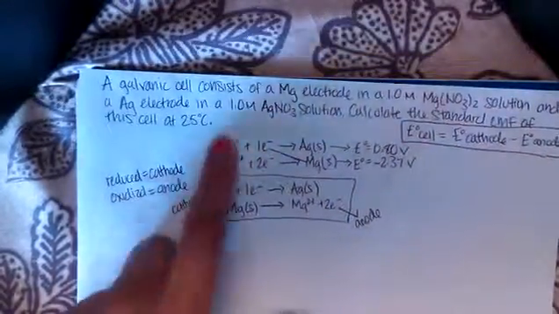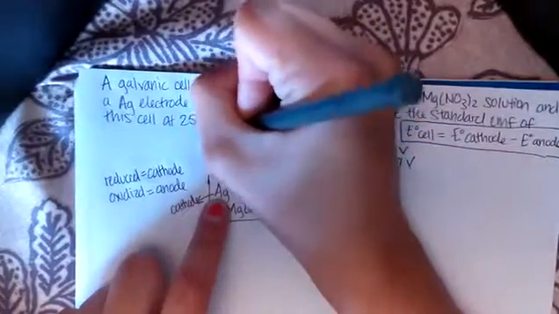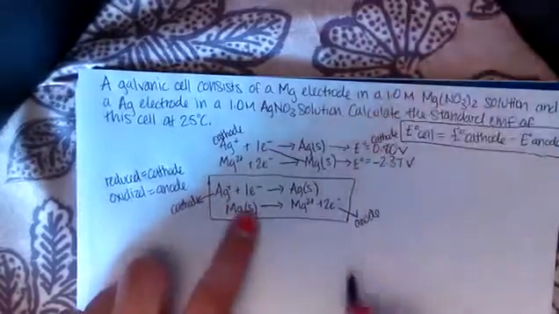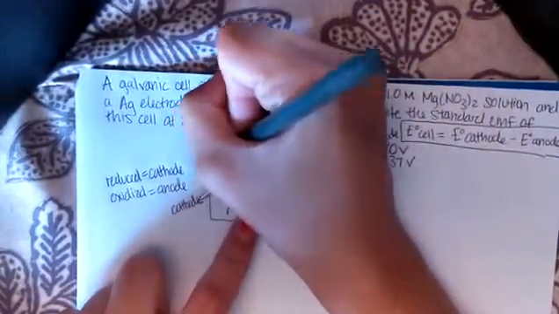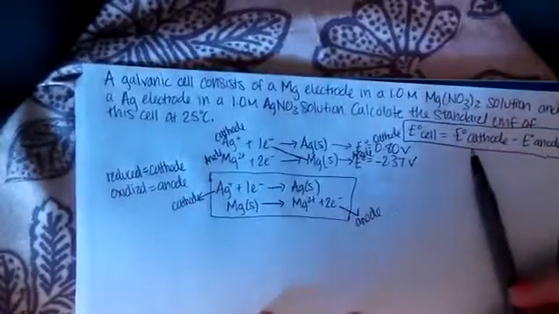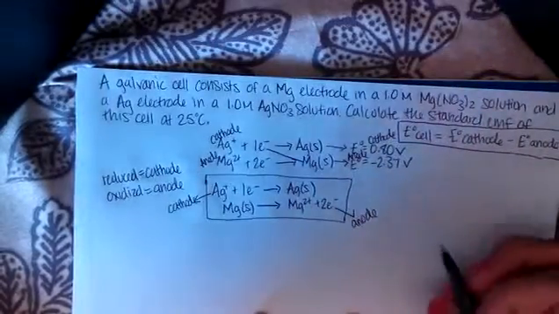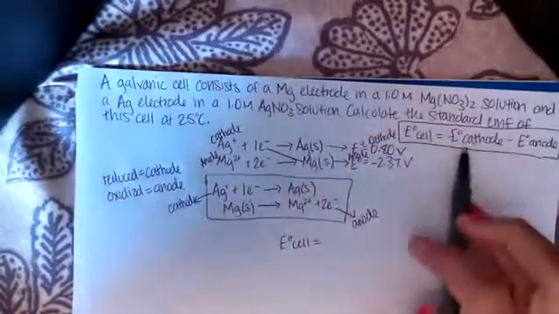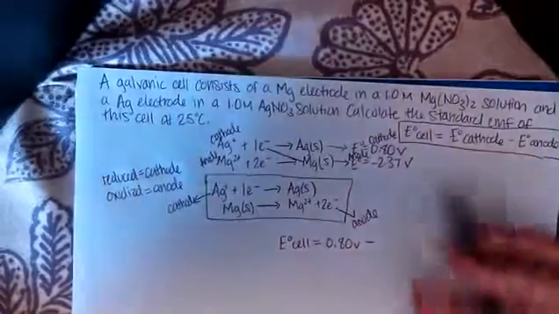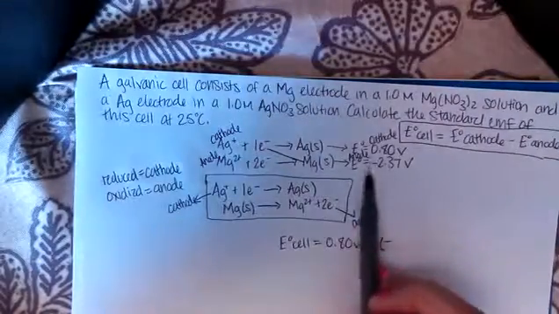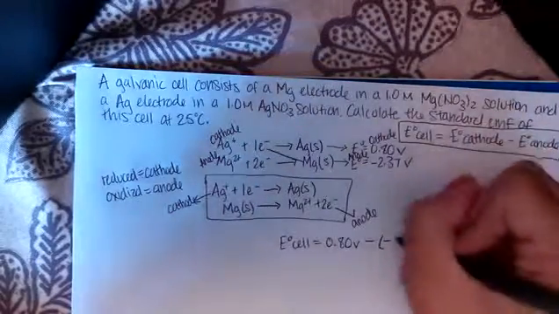So again, we're just going to copy this just so you can visualize it. This is your cathode. I'll put cathode right here. And Mg is your anode. I'll put anode here. Hope that's not too squished. And all you have to do now is put in your values. So E of the cell is going to equal the cathode, which is 0.80 volts, minus, and I put parentheses here so that you keep your signs correct, because as you can see there's a negative here in your anode, so minus the anode.